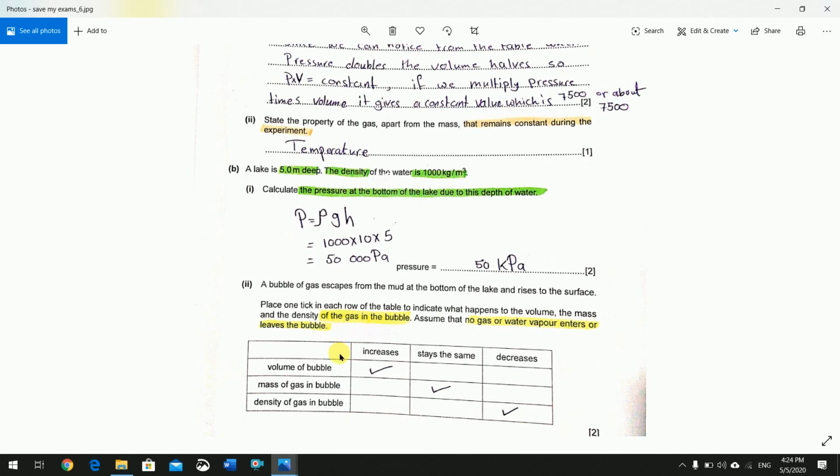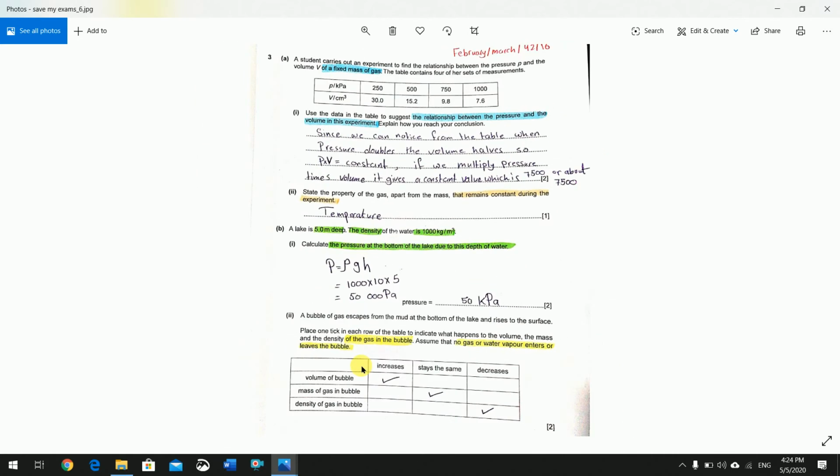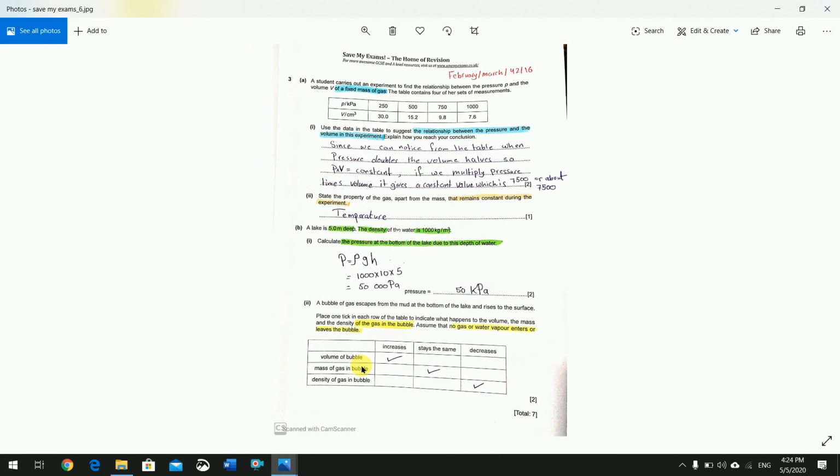So basically what will happen, since it's rising, the density will decrease. The mass will not change and the volume will increase. Since the density is decreasing, the volume will increase. The volume of the gas in the bubble is increasing, which makes the density decrease and makes this bubble of gas rise through the lake.